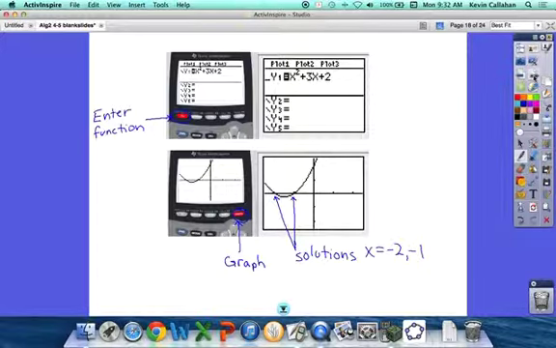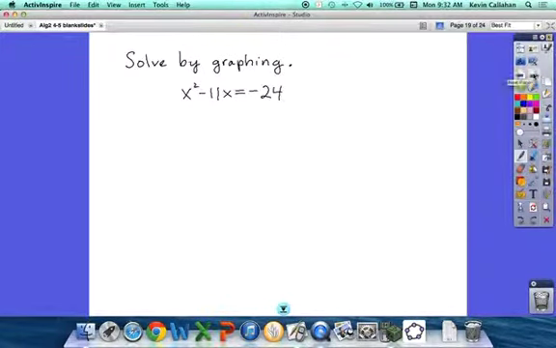Okay, let's look at another one. Solve by graphing, right? So what do I have to do to this one first? Yeah, let's get everything on one side, 0 on the other. How am I going to do that? Add 24 to both sides. x squared minus 11x plus 24 equals 0.